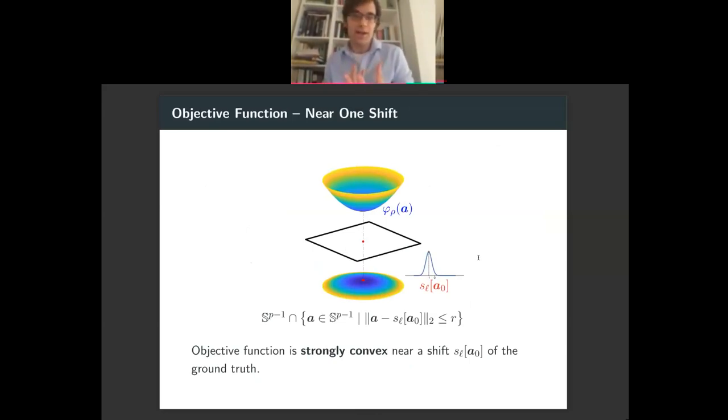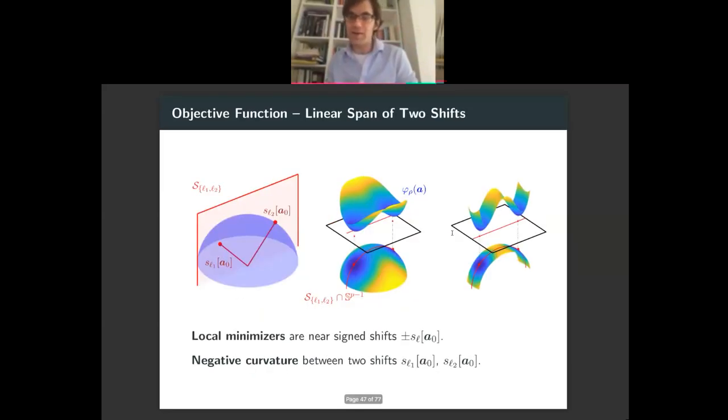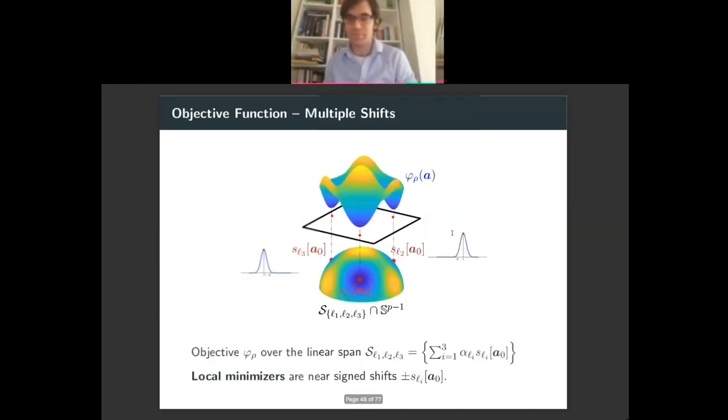So here is the objective function in the vicinity of a single shift, right? So you can see this nice convex geometry. Here is in the vicinity of two shifts. You can again see nice convex geometry around each with negative curvature in between. Here is for multiple shifts. You get this sort of egg carton structure where the different shifts of the truth are minimizers. And in between, there's negative curvature that's going to drop you into one of the basins or the other.